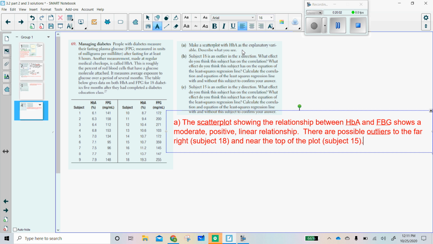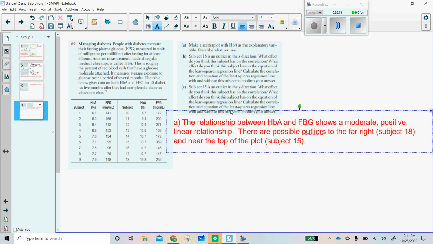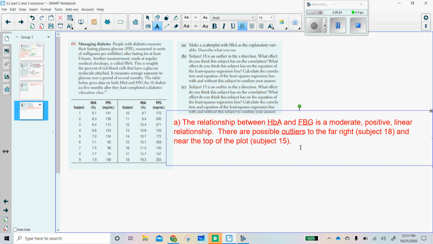Please, guys, on the test, if it asks you to describe the scatter plot or describe the relationship, sometimes it'll just say describe the relationship. So I could have taken out the scatter plot. So the relationship between these is a moderate positive linear relationship, and that would be totally appropriate.